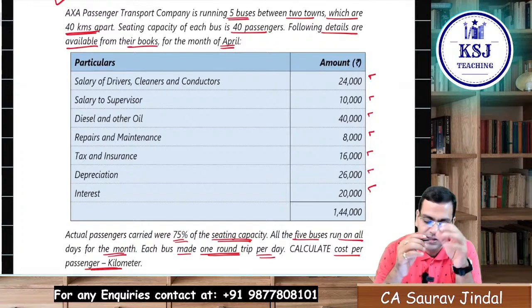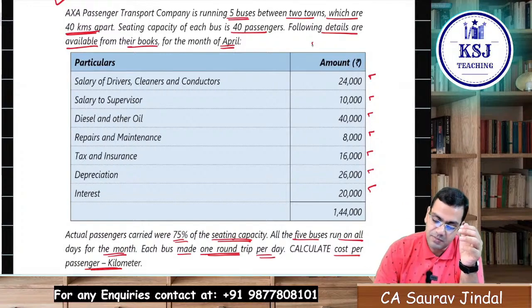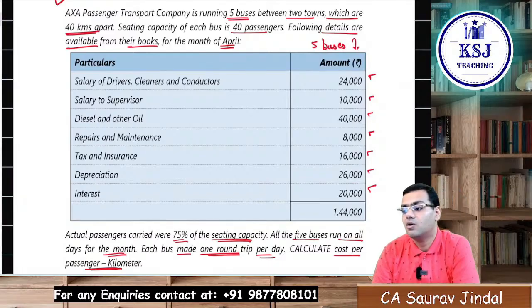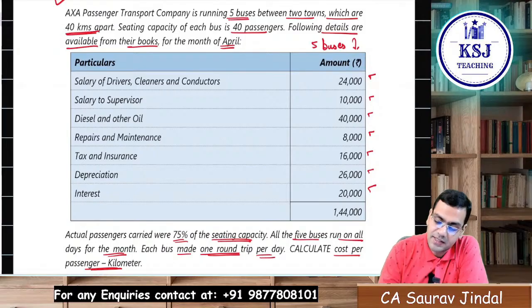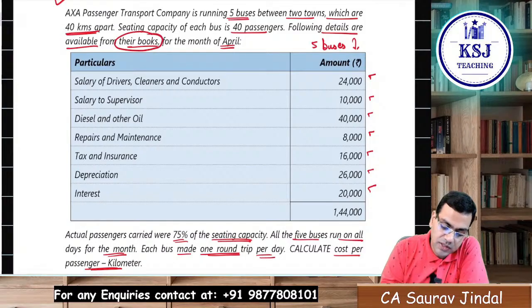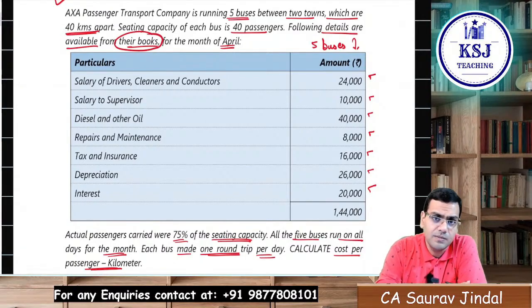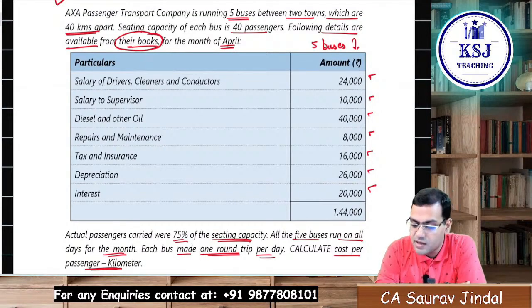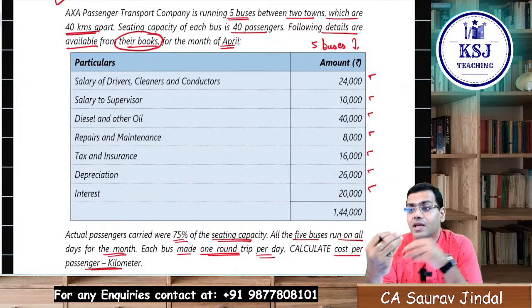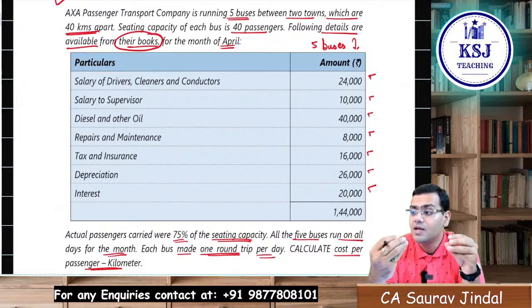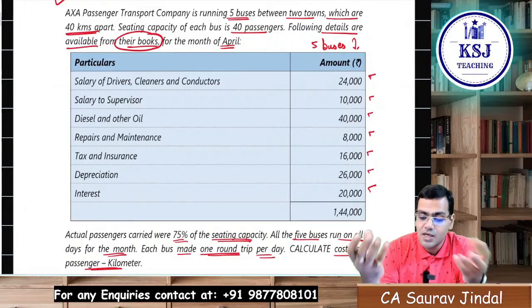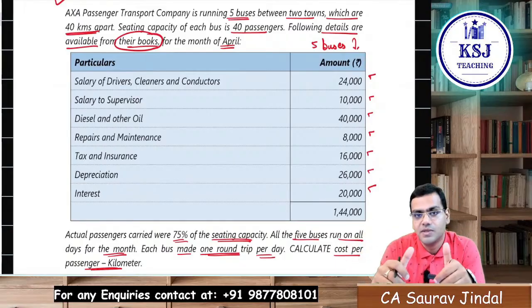Rema says 1 bus. See, this is the information that is given for 5 buses. This cost information is given for all the 5 buses. Sir, how do we get to know? Hari says 1 bus. Sir, it is given. The following details are available from their books. It is not mentioned anywhere that it is for a particular bus. Right? Or there is no other information from where we can get to know that whether it is for 1 bus. It is the total that is given from their books for the month of April. Now in the books they will not be recording only 1 bus. Now in the books they will be recording all the 5 buses. So this information is regarding all the 5 buses.